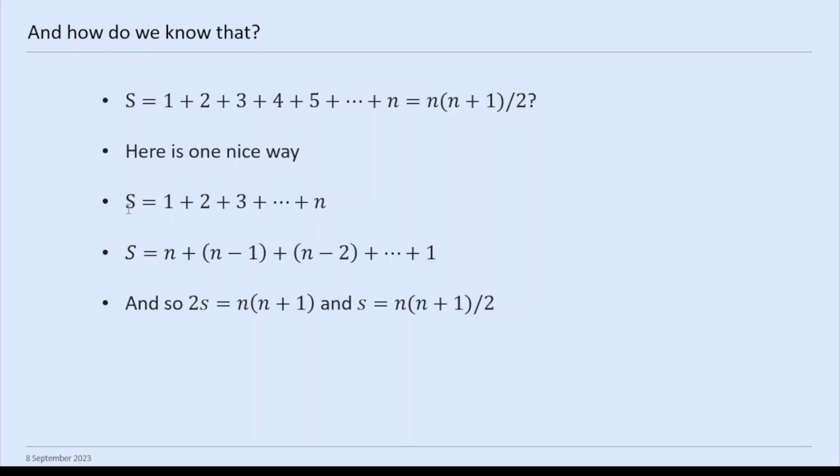So here's a really nice way of doing it. Firstly, the sum is just 1 plus 2 plus 3 plus dot dot dot plus n. Or another way of thinking about it is n plus (n minus 1) plus (n minus 2) plus and so on down to 1. And if we add these two together, we get two lots of the sum. But 1 plus n is n plus 1. 2 plus (n minus 1) is n plus 1. 3 plus (n minus 2) is n plus 1. So we've actually got n lots of (n plus 1). So 2s is n lots of (n plus 1). So s is n times (n plus 1) over 2, which proves our result.